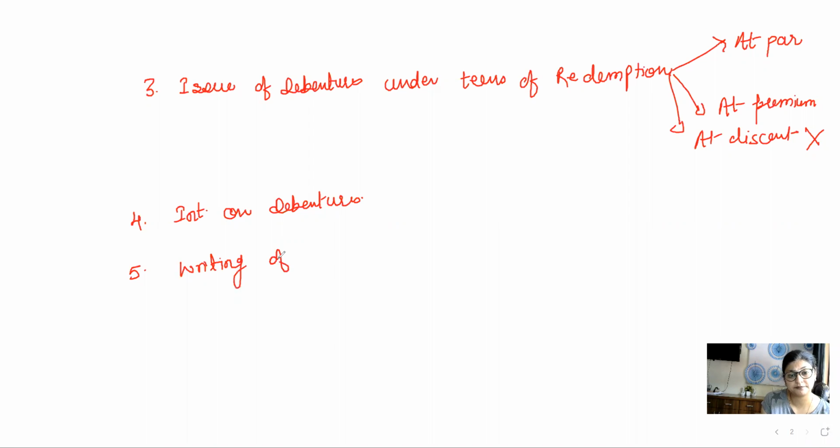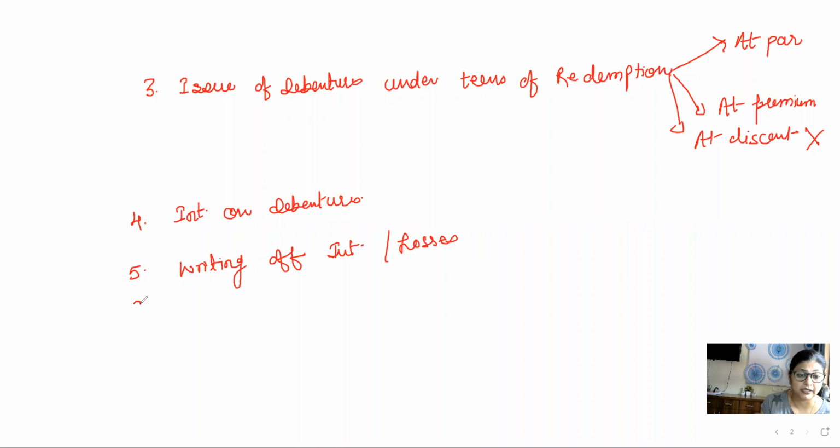And one more topic which is writing off interest and losses. What is losses? We'll be discussing it in detail. For right now, I'm telling you losses means whenever the company is issuing debentures at discount, or at the time of buying, like here, when the company is buying from the debenture holders at a higher price, that is a loss for the company. So from where are we going to write off these losses?